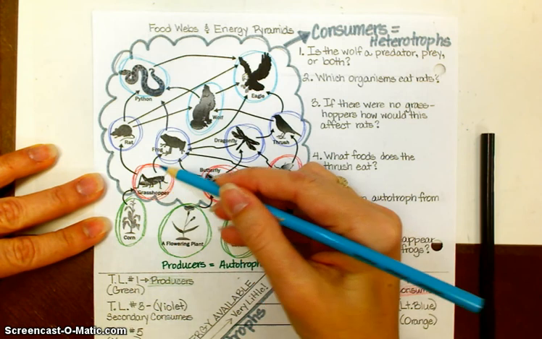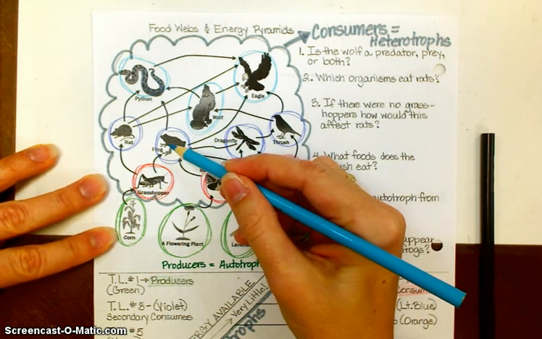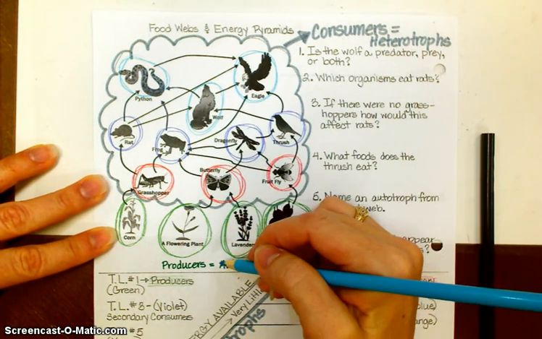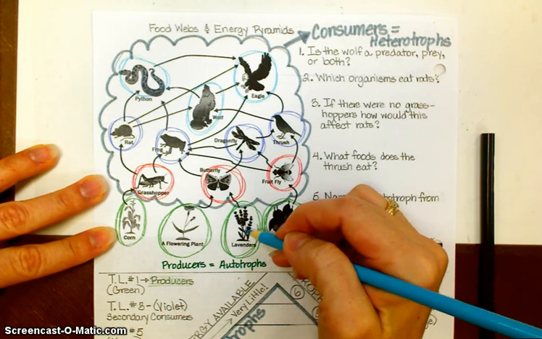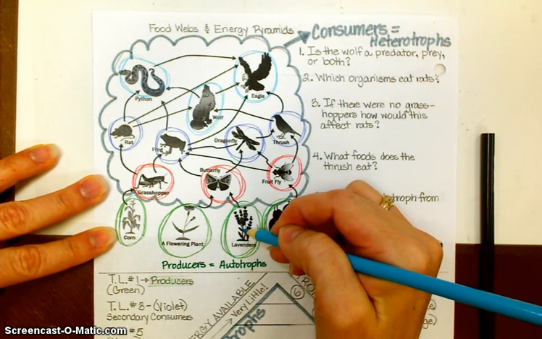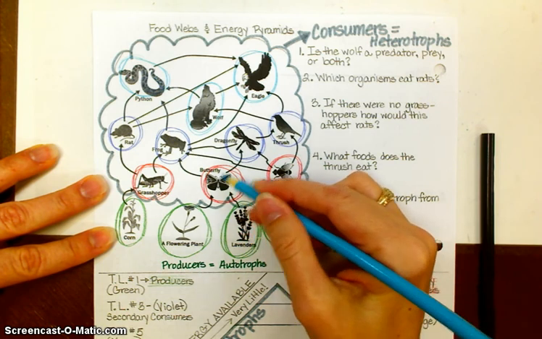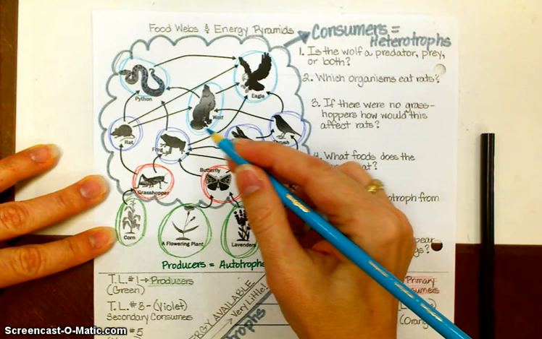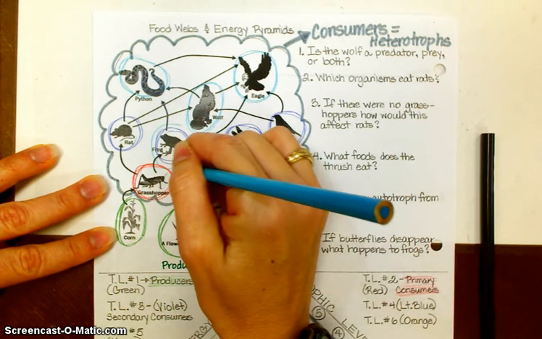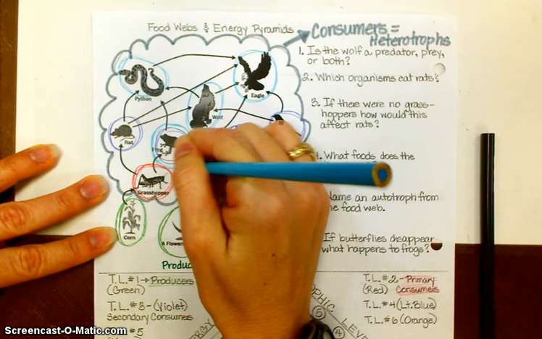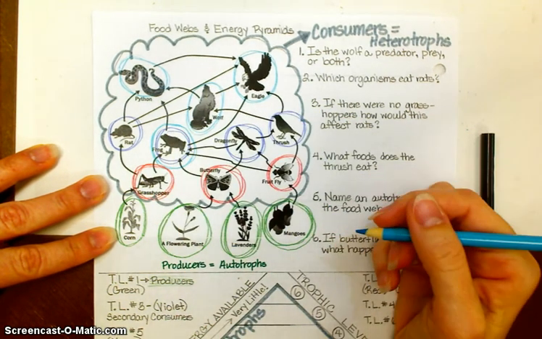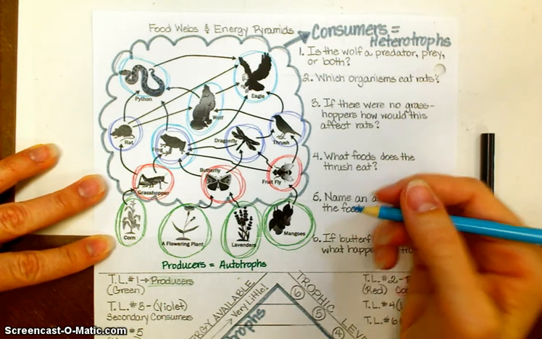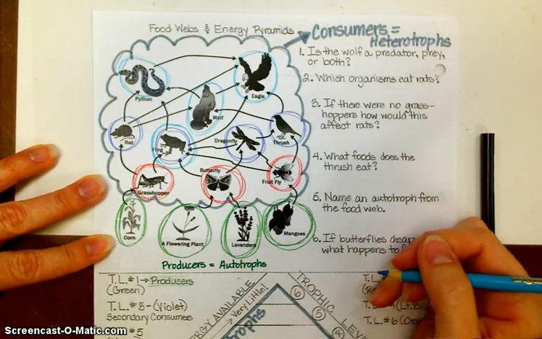1, 2, 3. Let's see. Oh, here we go. Let's say we follow this path. Lavender, 1, to butterfly, 2, to dragonfly, 3, to frog. In that case, the frog can also be a level 4, a tertiary level consumer, or trophic level 4.